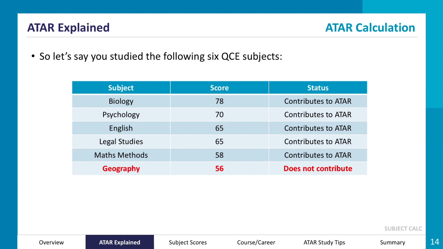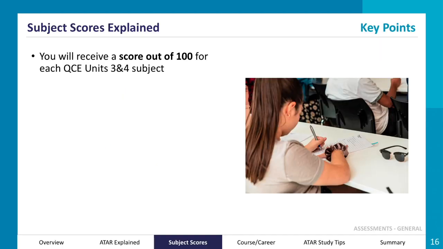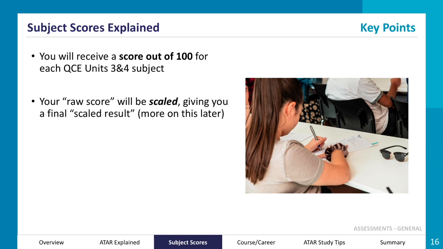But how are these individual subject scores calculated? For example, how do we get to 78 for biology as opposed to 70 for psychology? Very good question. What we know with subject scores is they're out of 100, and there's a difference between your raw results, that is the marks you get on your tests and assessments, and what actually contributes to the ATAR. What actually contributes to the ATAR is something called your scaled result for each subject.